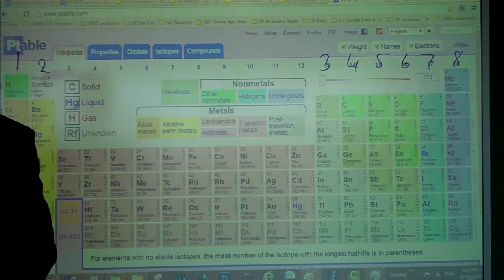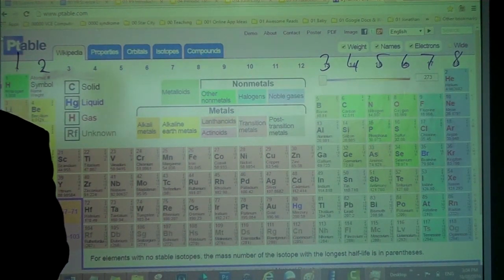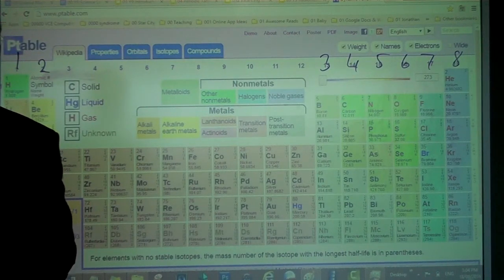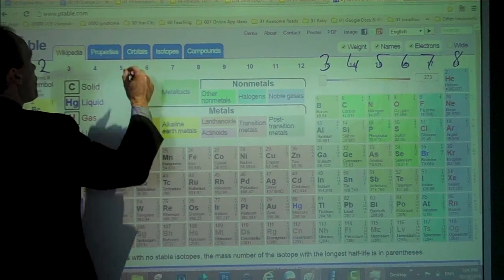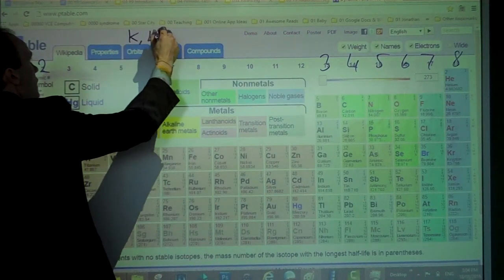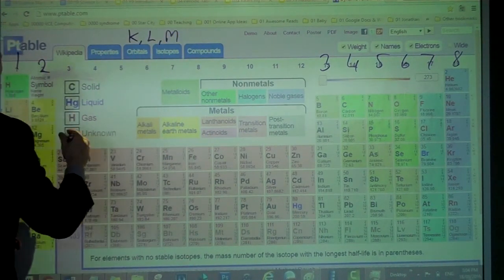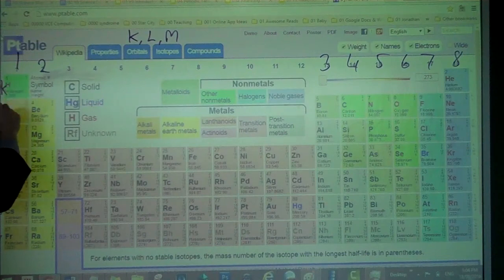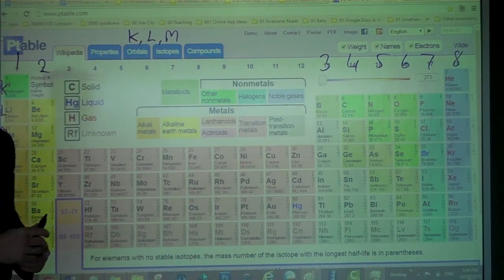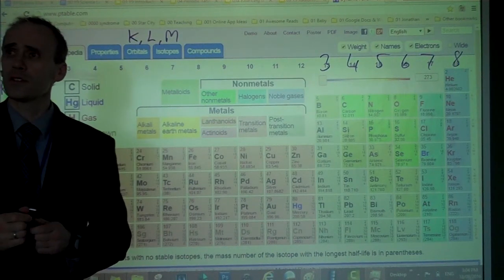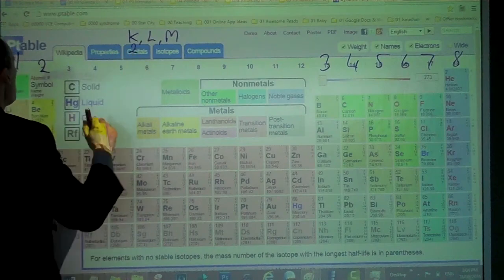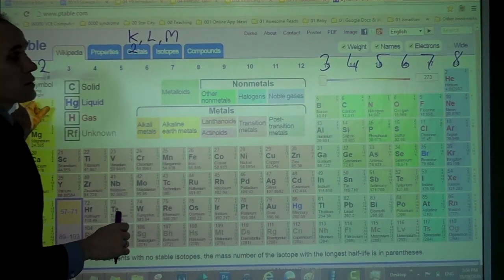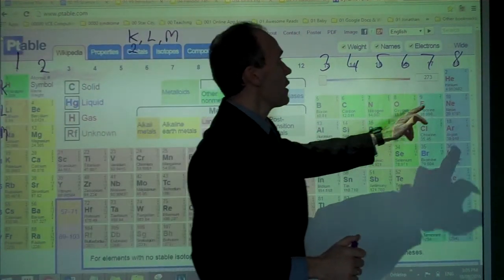You really need to understand the first three shells. What are the names of the first three electron shells? K, L and M are the first three shells, and the first period is really a reflection of the K shell filling. How many electrons can the K shell hold? 2. That's right. The K shell can hold 2, and hydrogen has 1 in its K shell, and helium has 2 in its K shell.